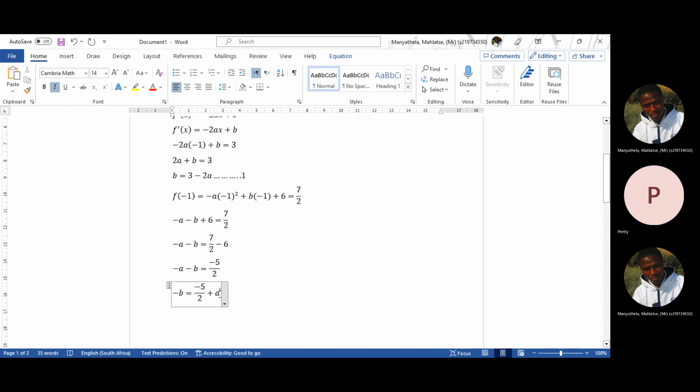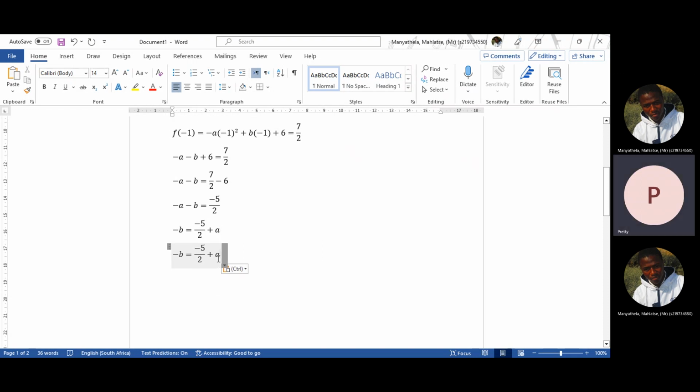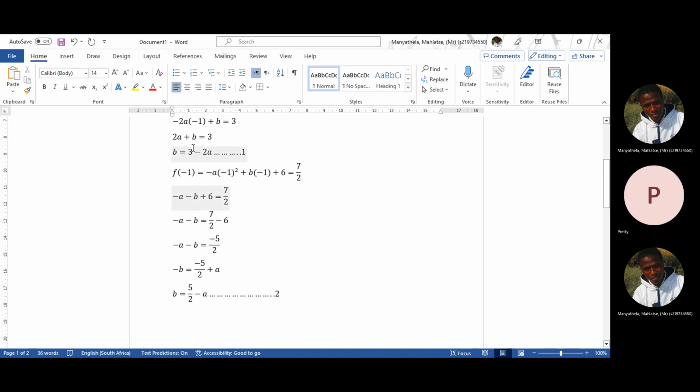So let's multiply the whole equation by -1 so that b becomes positive, b as the subject, not negative b. Negative times negative becomes positive, and negative times positive becomes negative. So we get b equals 5/2 minus a, which is our second equation.